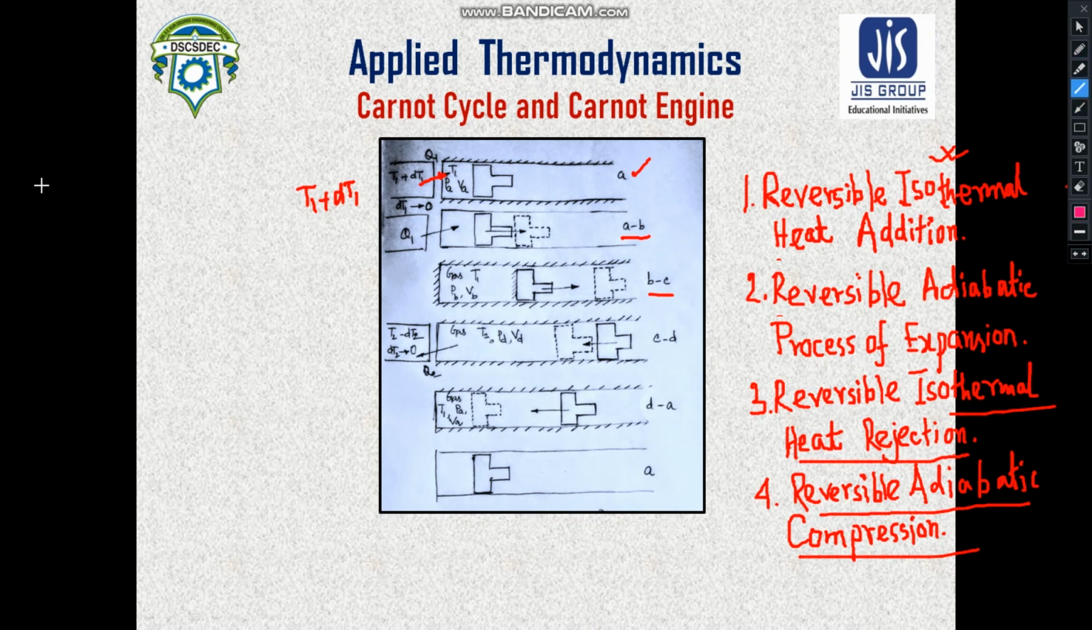Now if we wish to plot these four processes in the thermodynamic diagram, then how will it be? Let us consider this is our first state, that means the state A, and since there is isothermal heat addition in the first place, that means this is your first process here, reversible isothermal heat addition, then you can easily plot a line like this. So this refers to your first process in the Carnot cycle.